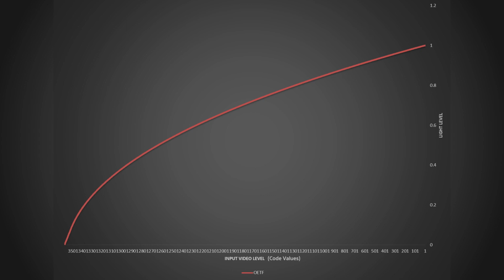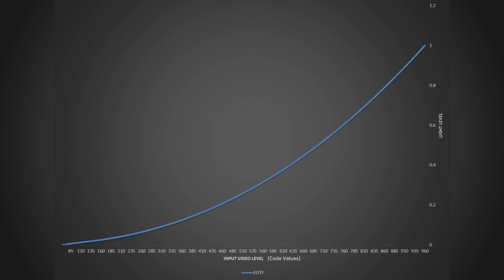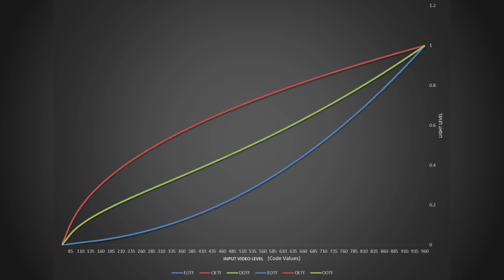So if we're talking about this OETF, then it would graph out something like this. And if we were talking about this EOTF, then it would graph out something like this. And if we were to overlay them, it would look like this. The red line being the OETF, our camera, and the blue line being our EOTF, which is the display. To complete the system, we sum these two together, the 2 gammas, and we come up with what's called the OOTF, or optical to optical transfer function, which is shown in green.